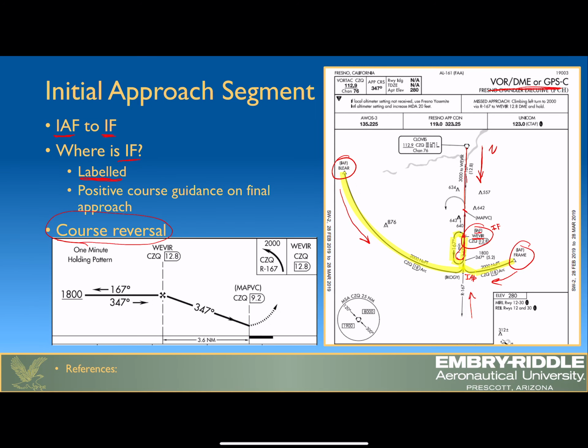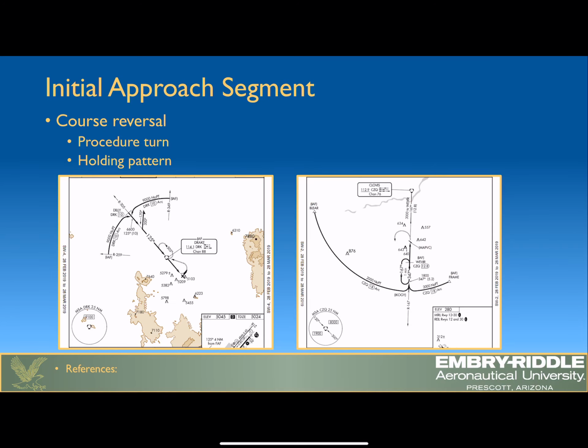Because a lot of times you will have to do what we call a course reversal. So let's talk about a course reversal a little more in depth. So a course reversal can become 2 different things. It can become a procedure turn or it can be a holding pattern, depending on what ATC wants you to do. So let's look at 2 examples.